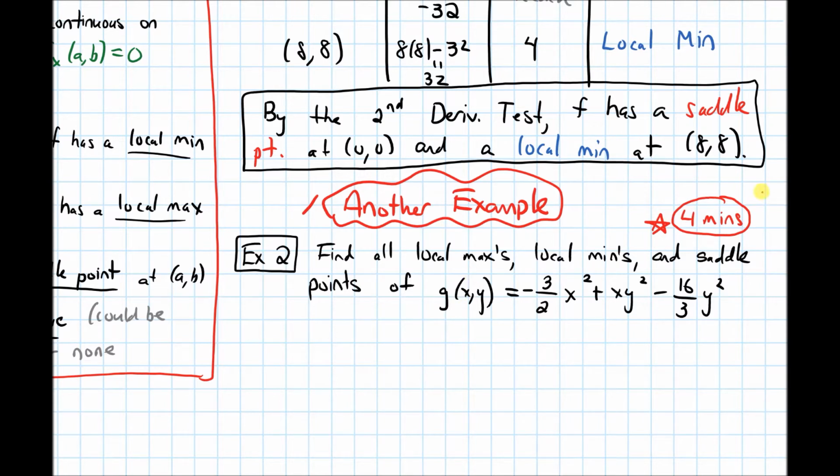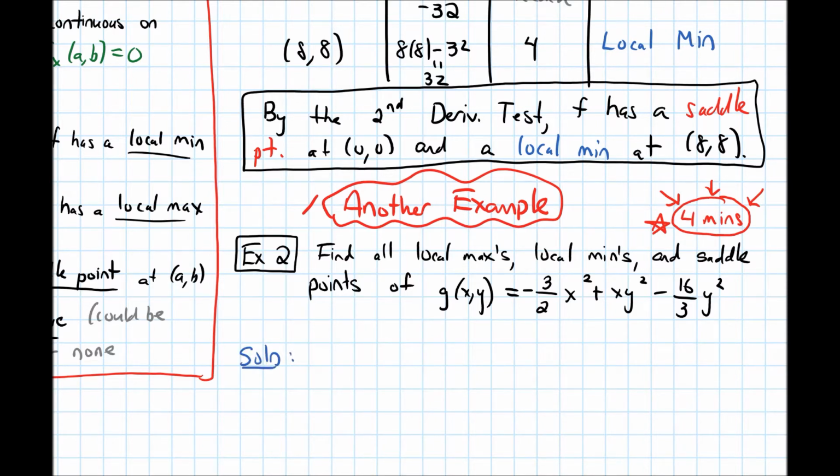So 4, 3, 2, 1, pause that video. Pause it for 4 minutes to try this question. All right, so hopefully you did that. Hopefully you paused it for about 4 minutes to really try this question. So let's talk about the solution.